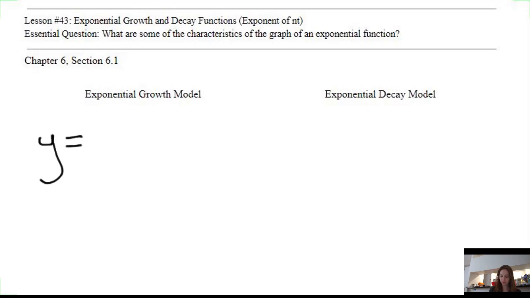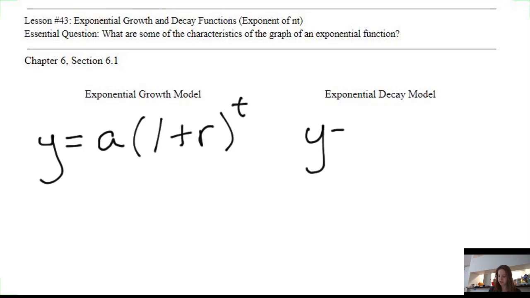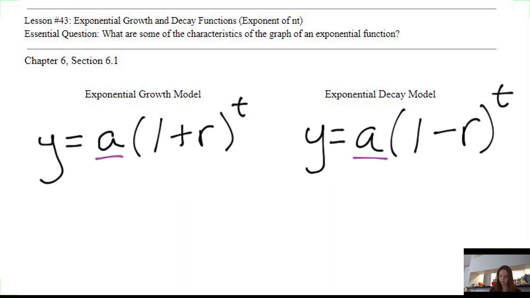Exponential growth, the formula is y equals a times 1 plus r to the t, and decay is y equals a times 1 minus r to the t. Okay, this is where a is equal to the initial amount.